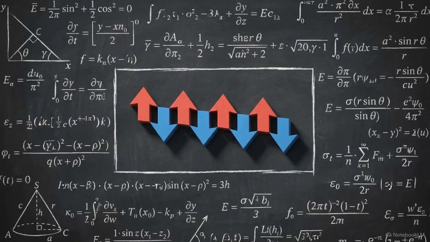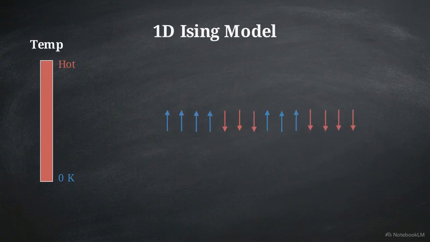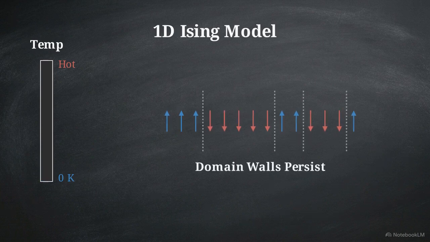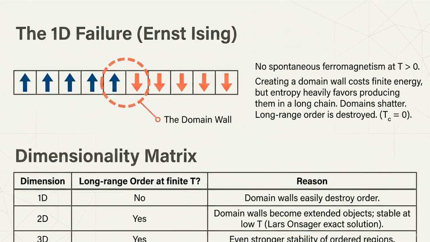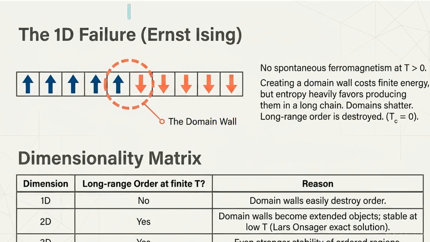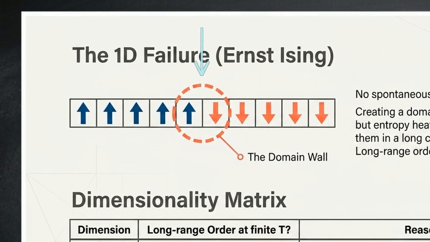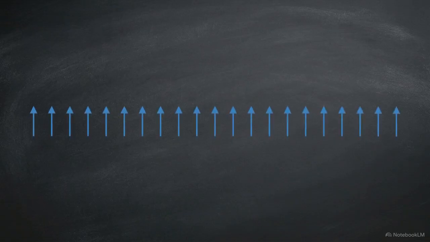In the 1920s, physicist Ernst Ising solved this exact mathematical model for a one-dimensional chain of spins. Based on his math, he concluded that spontaneous phase transitions were impossible at any temperature above absolute zero. Looking at the 1D structure clarifies his reasoning. The boundary where an upspin region meets a downspin region is called a domain wall. In one dimension, this is just a single point of misalignment. Creating that single broken bond costs a small, finite amount of energy.